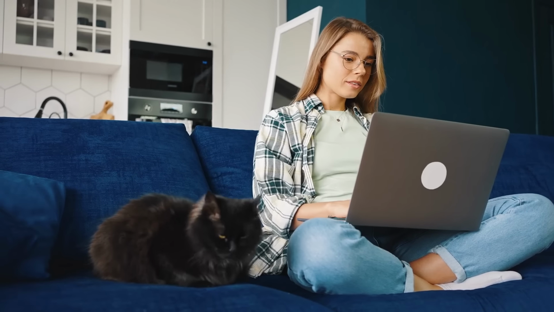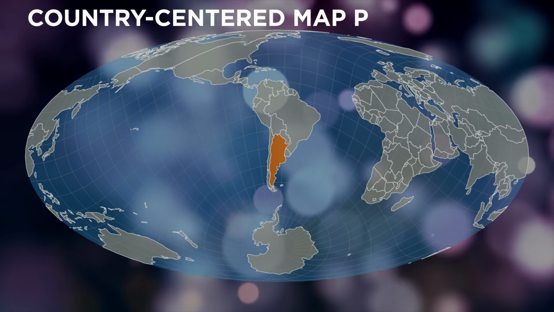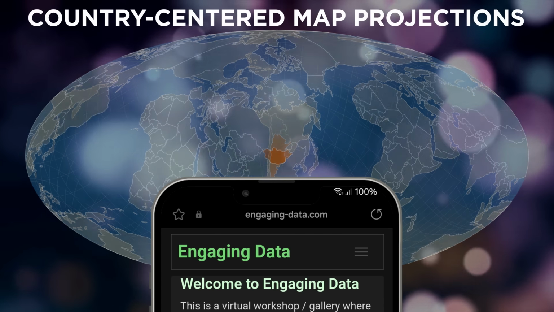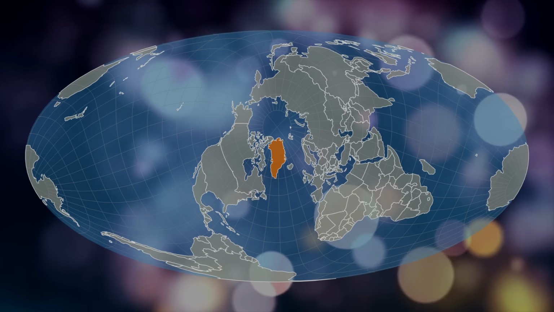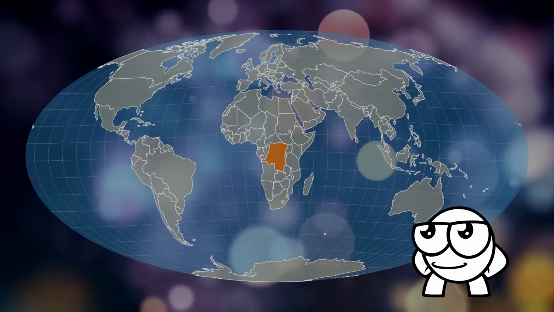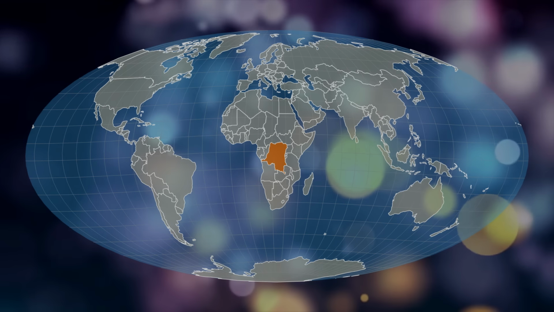If you want to play around with recentering the world map, there's a fun tool called Country-Centered Map Projections on engaging-data.com that lets you do just that. Here's a map centered on Greenland, and hey, look at that. I was right, clicking on the Congo does more or less get you the default world map.